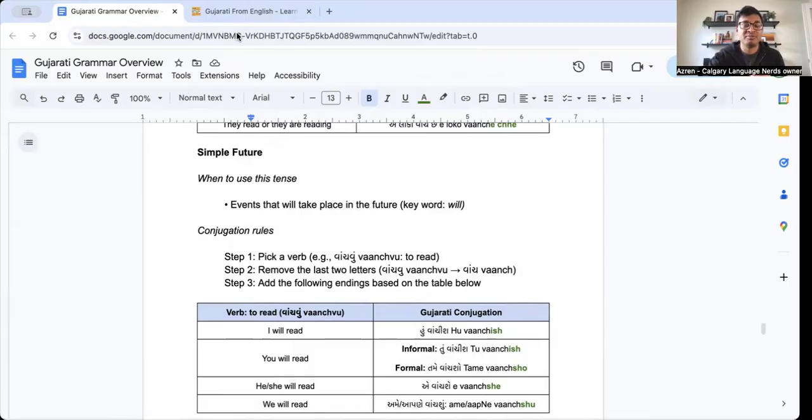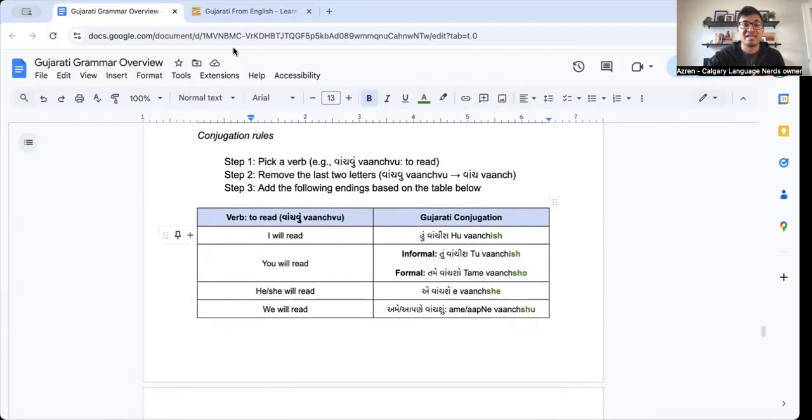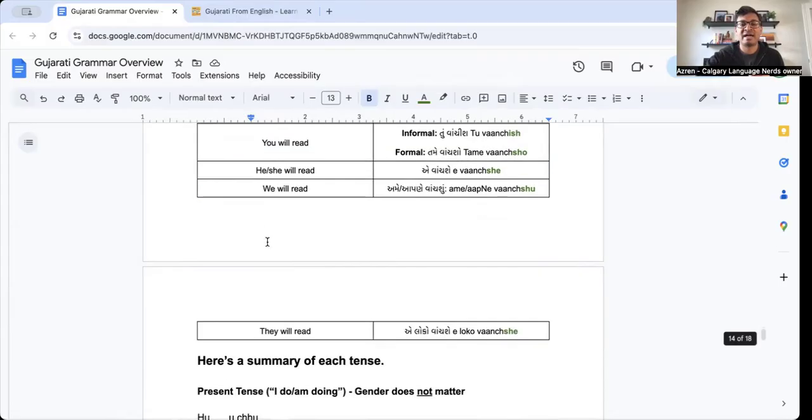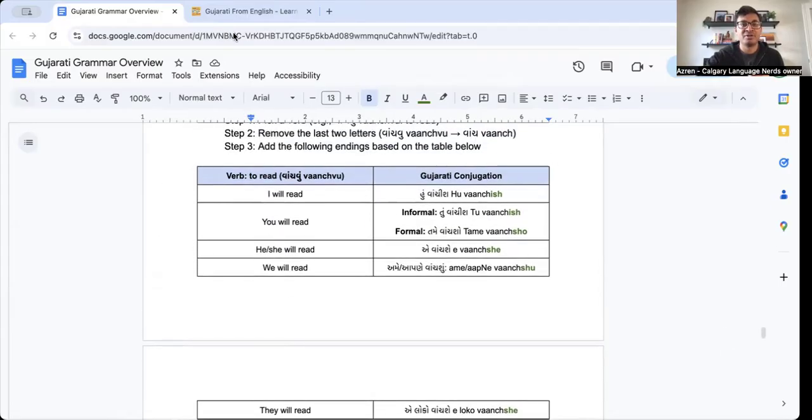like vanchvu again, we drop the last two letters. We're left with vanch as a stem. So for example, I will read, hu vanchish, tu vanchish again, tame vanchsho, e vanchshe, ame apne vanchshu. For ame apne, we could also have, I didn't actually write it here, but there is an option for vanchishu. Vanchishu is also correct. Kind of depends on the person.